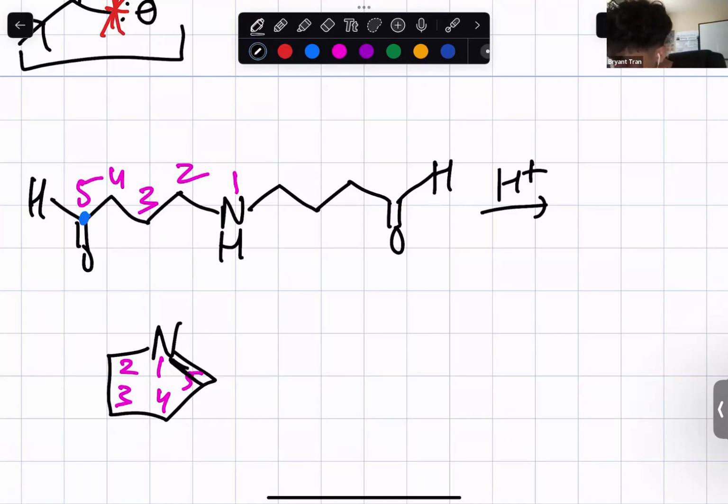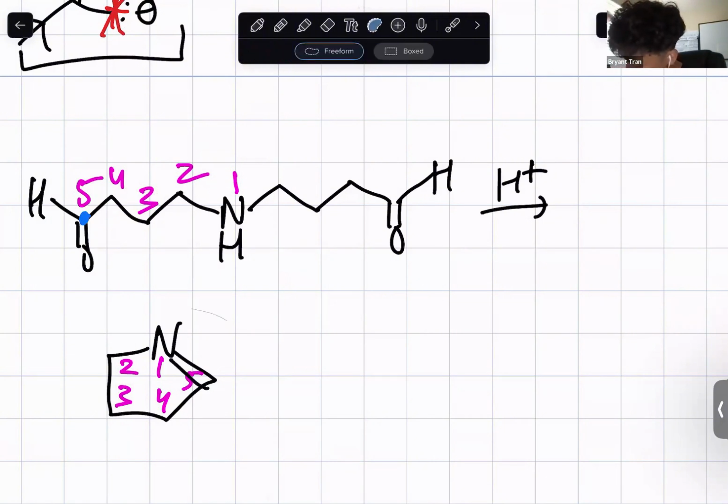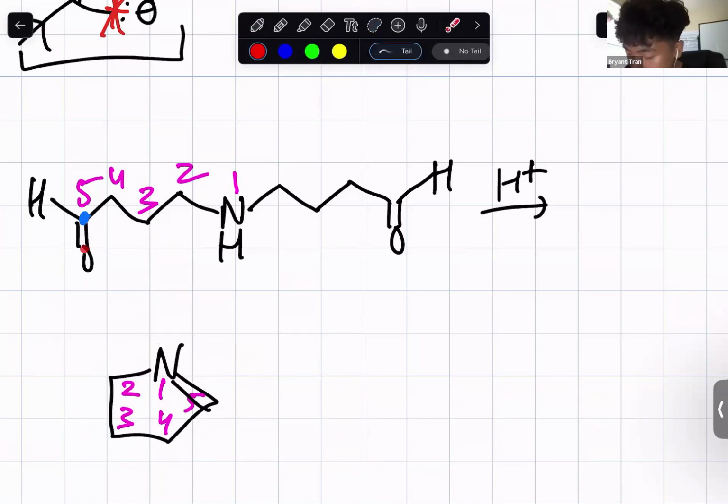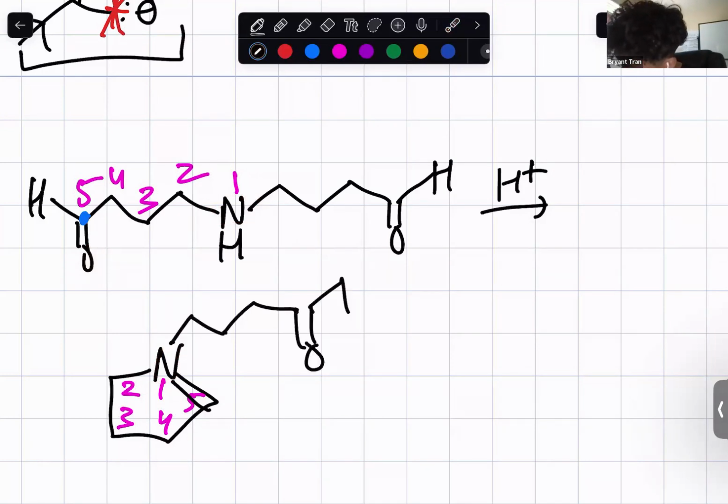Make a double bond between 1 and 5 because this is the iminium ion that we're forming right here. Because this oxygen is no longer there. We're replacing this oxygen with this nitrogen right here. And then the N of 1 is going to be attached to CH2, CH2, CH2, aldehyde, like that. Because N has 4 bonds, it's positively charged. Does that make sense so far?